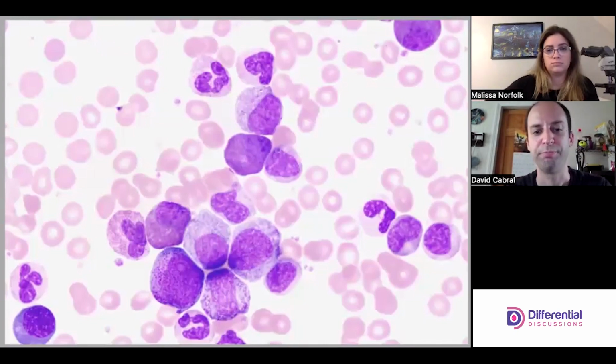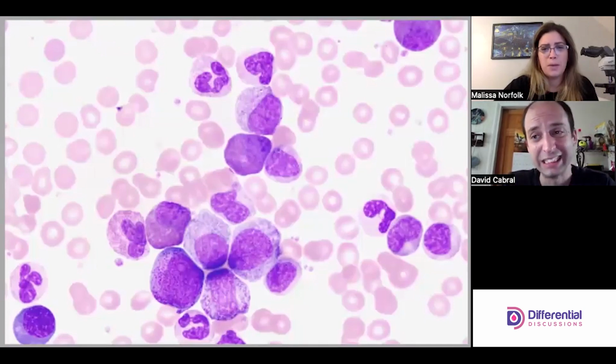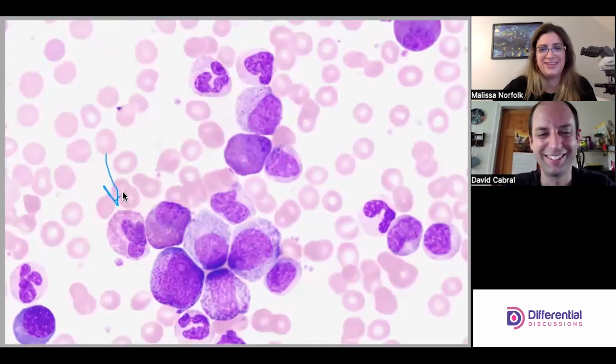Yeah, CML is pretty cool. So where do we begin? Pick a cell, any cell. Why don't we start with this one? Okay, I like that one.